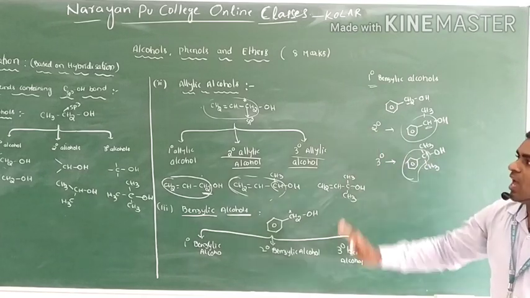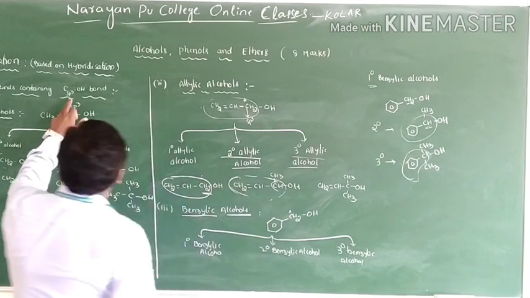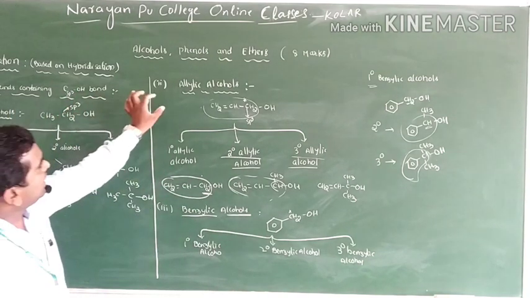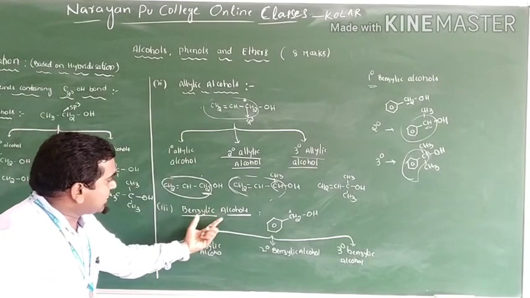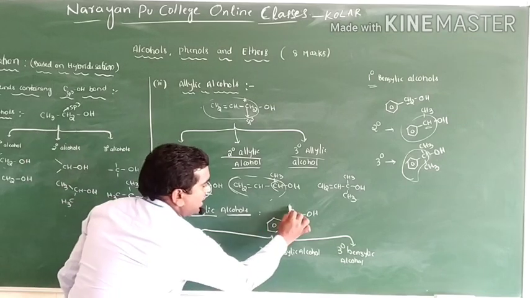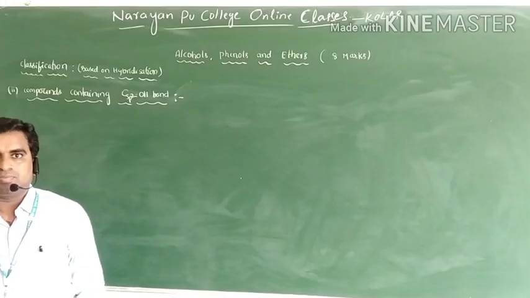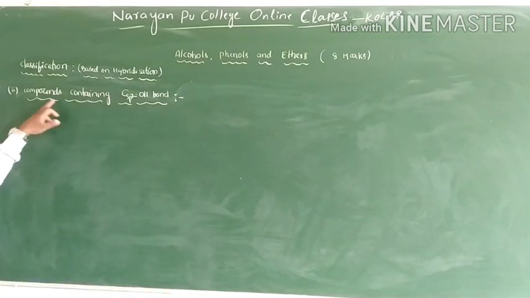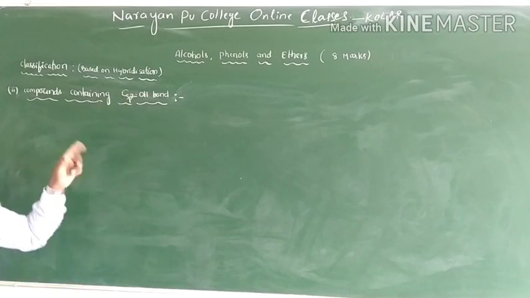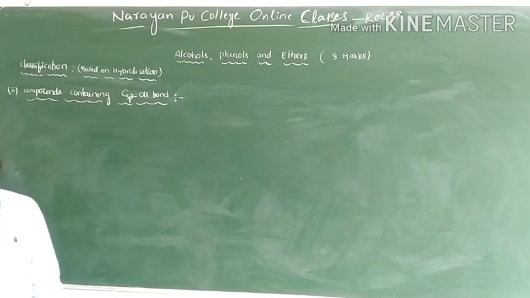This is the classification based on hybridization: compounds containing the sp3 C-OH bond. In the alcohols, in the allylic alcohols, in the benzylic alcohols, OH is attached to the sp3 carbon. First classification we have completed, compounds containing sp3 C-OH bond, and the second one is compounds containing C sp2-OH bond.